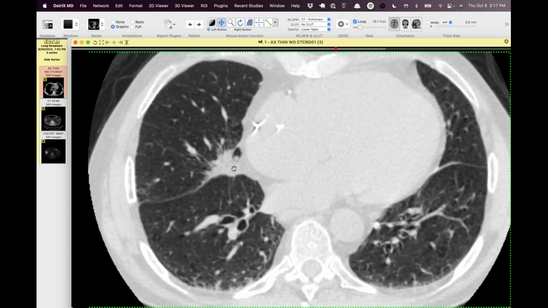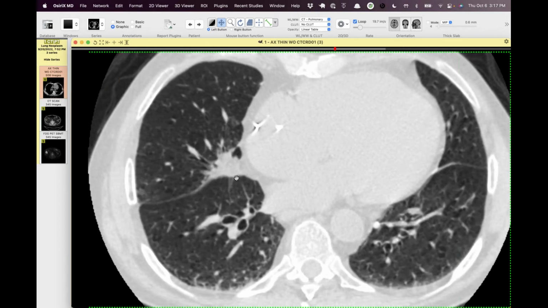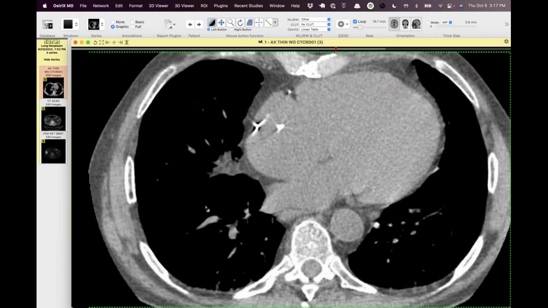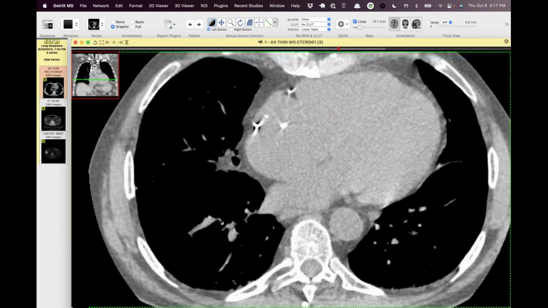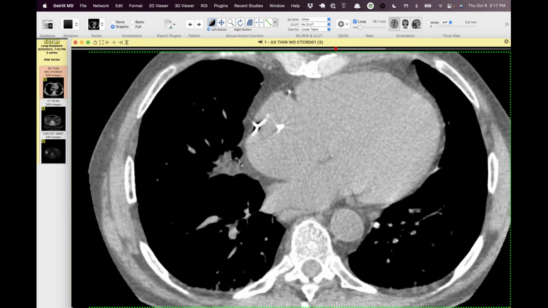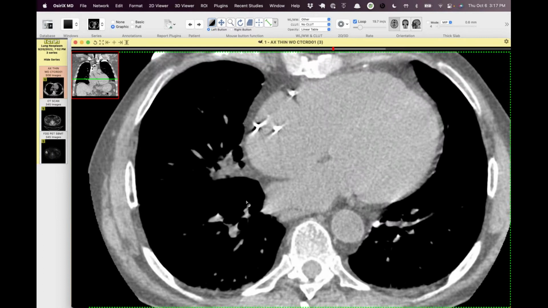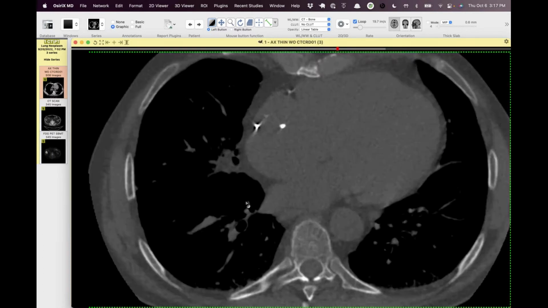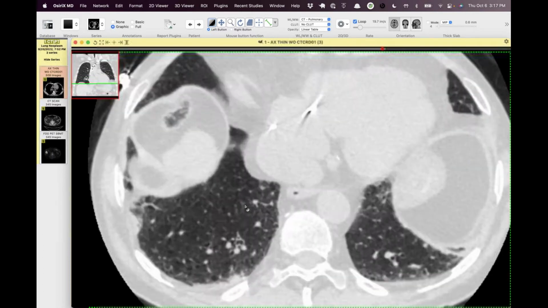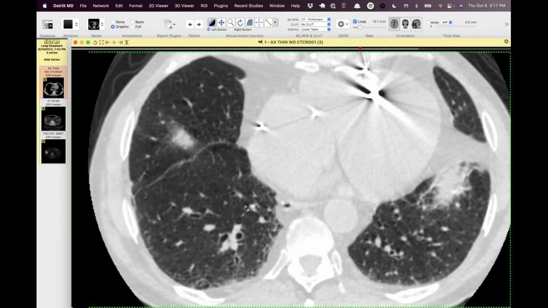I think when I look at it, the attenuation is close enough. It's lower than some of the soft tissue like muscle. And when you look at it on the soft tissue windows, now you can see that the fat is pretty clear in there. Mm-hmm. And this was the only spot too, but it certainly looks like lipoid pneumonia.